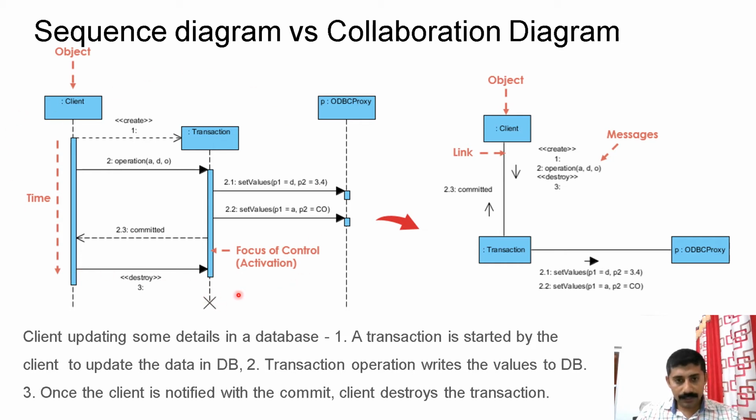The same concept is represented as a communication diagram. Here three objects are there. There is a link between each of the objects, and the numbered messages are mentioned between the objects.